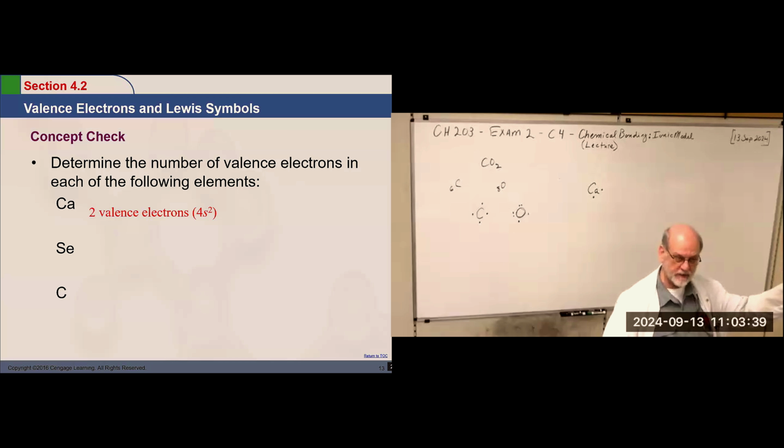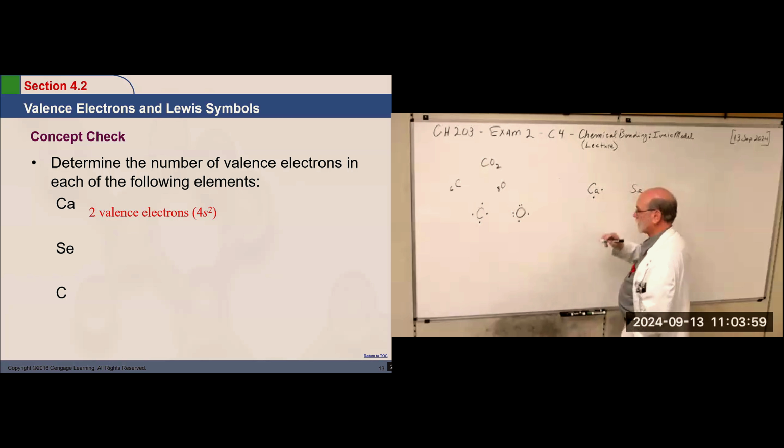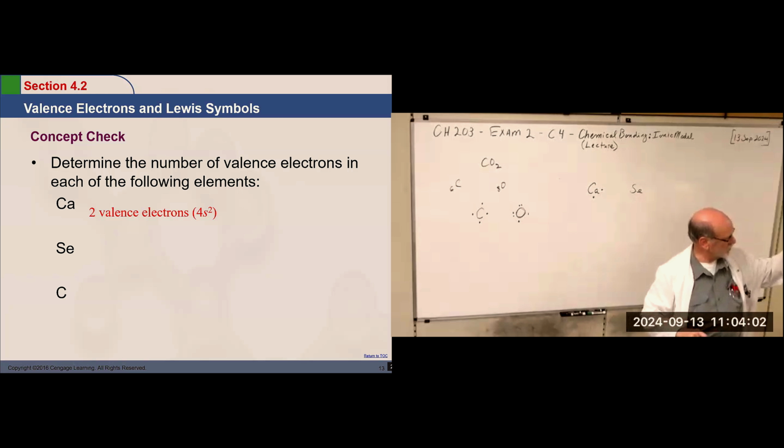How about selenium? Selenium is in the same period as calcium, but now we're into the p section. So selenium would be 1, 2, 3, 4, 5, 6 over. We skipped over the transition metals. So what did I say, 6? Yeah, 6.